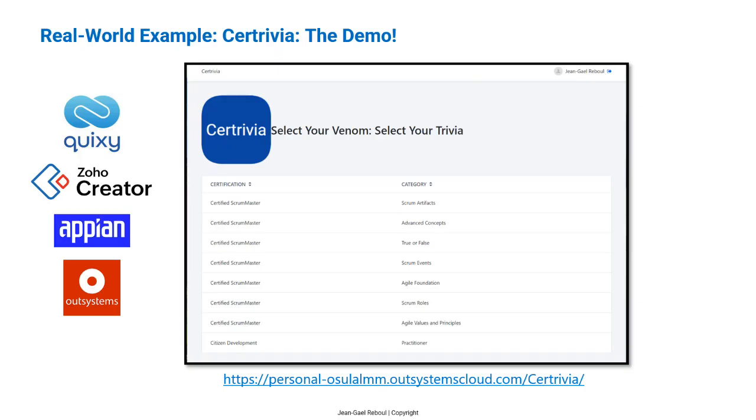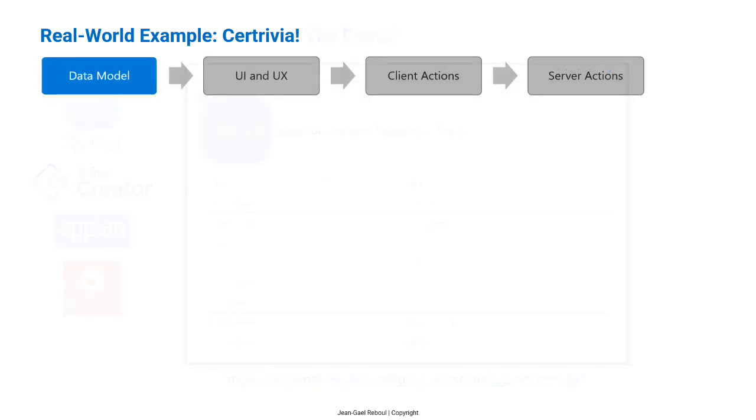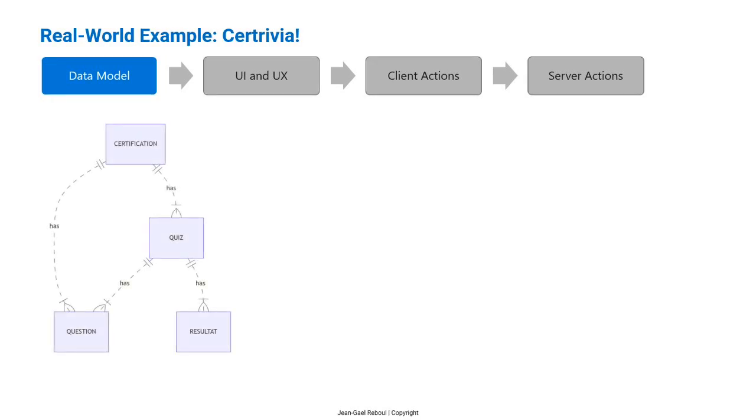Alright, to wrap up, let's take a closer look at how this application was built. So, as with anything else, it all starts with data. And when we talk about data, we first must think about the logical model. In this case, we have a list of certifications. For each certification, we have a certain number of quizzes or exams. Each certification and quiz has a list of defined questions. And obviously, we need to document the result when the candidate answers the exams. And so, this gives us our model.